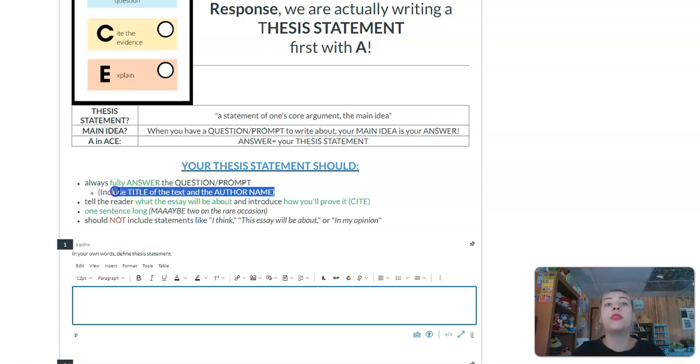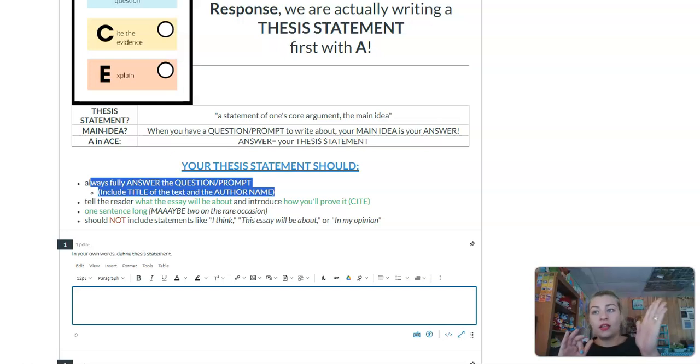We also should include the title and the author's name. In the novel Cujo by Stephen King, this is what I think about that dog. So we want to make sure that we have a very detailed answer that answers both parts of the question or the prompt. And we include whatever text we're talking about. What did they make you read? What's the title? What's the author?